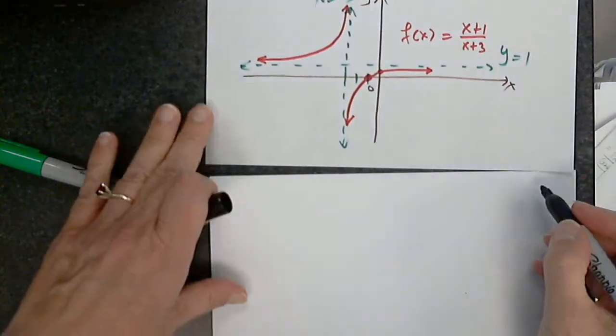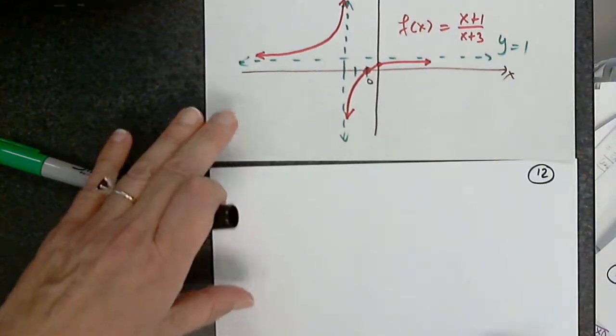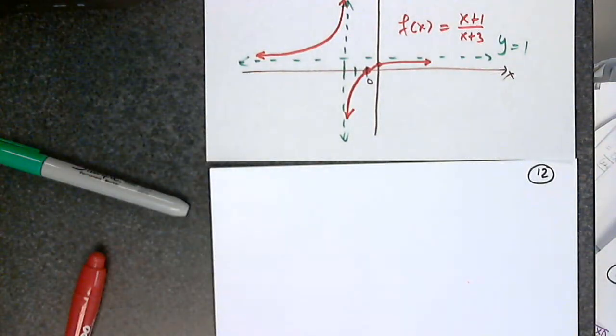Okay, so let's look at type 2. Type 2 is even easier than type 1. So let's choose a type 2, or we can use the one that we created. It's up to you. Okay, very good. So let's go back. Type 2 was x plus 1 over x squared minus 4.